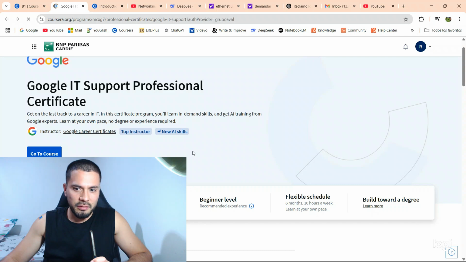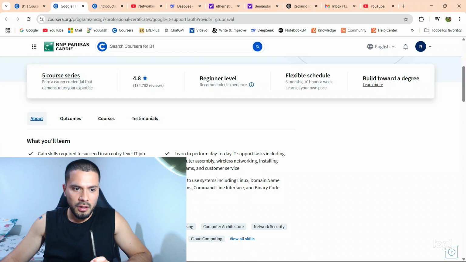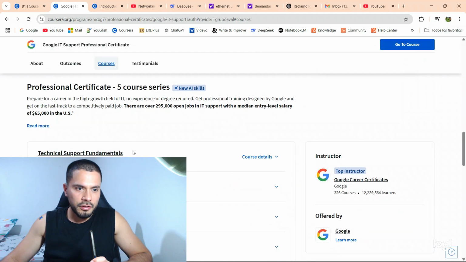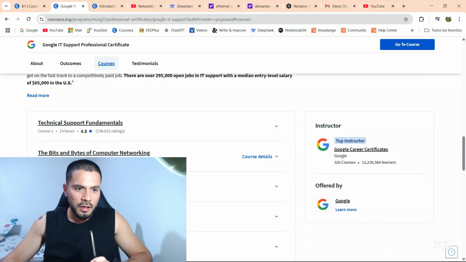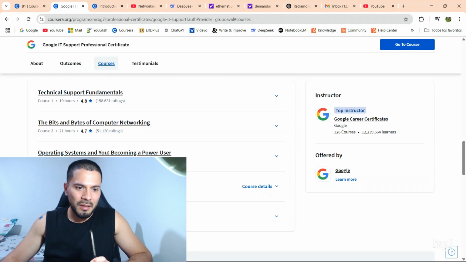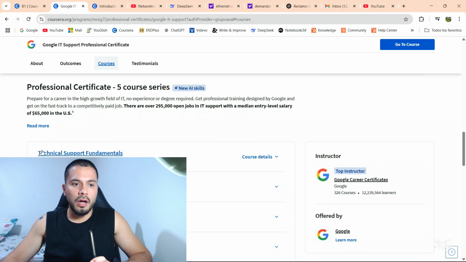So it's about 8 months, beginner level, 6 months of study, and it entails five different courses: technical support fundamentals, the bits and bytes of computer networking, operating systems and you becoming a power user, system administration and IT infrastructure services, and IT security: defense against the digital dark arts. I have already paused these technical support fundamentals.